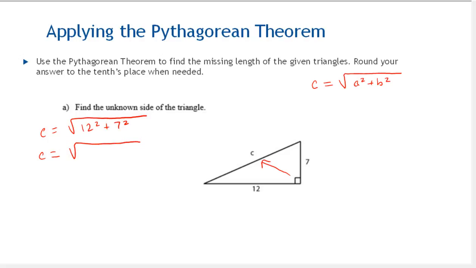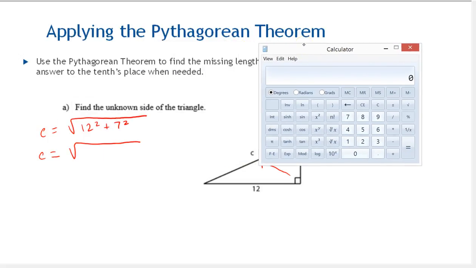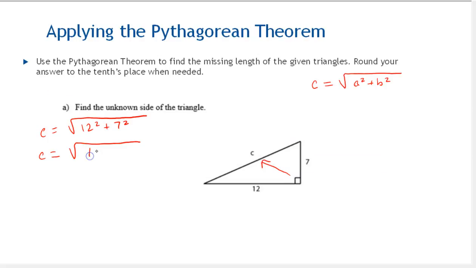Okay, I'm going to find 12 times 12, and you can use the squared button on your calculator. And then I'm going to add 7 times 7. And I did that all in one step, so the calculator would follow the order of operations, and I get 193.